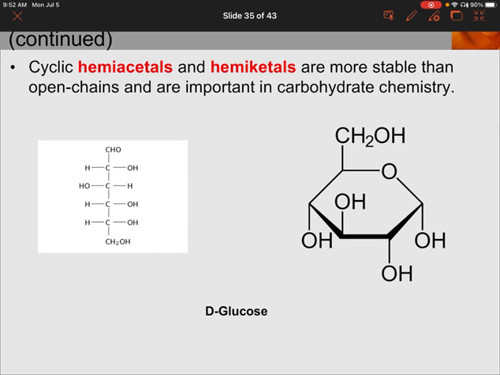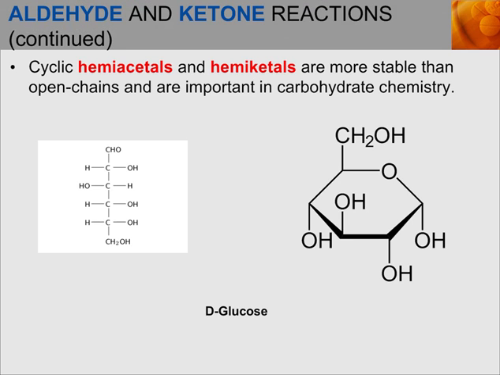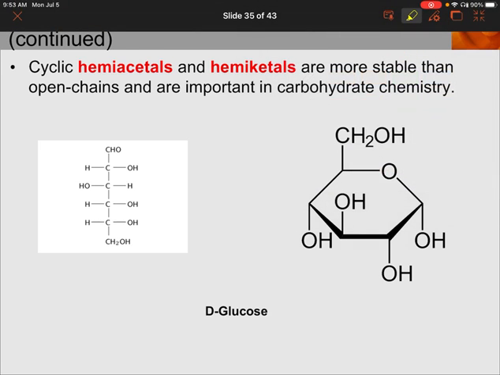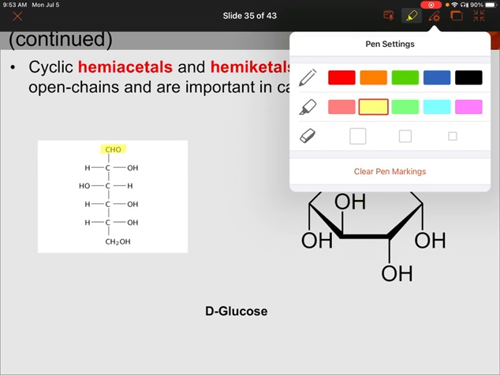Okay, so let's look at an actual example of a cyclic hemiacetal. So glucose, which is a sugar that we're all probably pretty familiar with, is found in both an open chain form and in its more stable cyclic form. So in the open chain form, we have an aldehyde at the top, which is just abbreviated CHO.